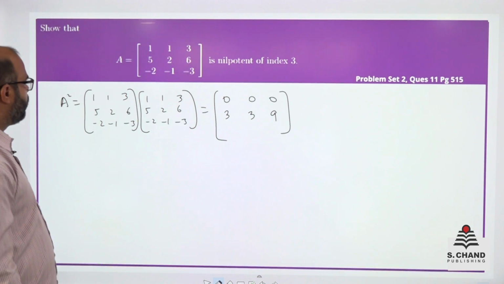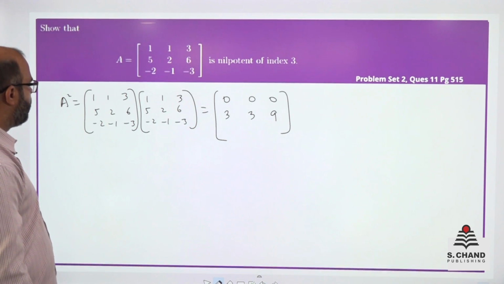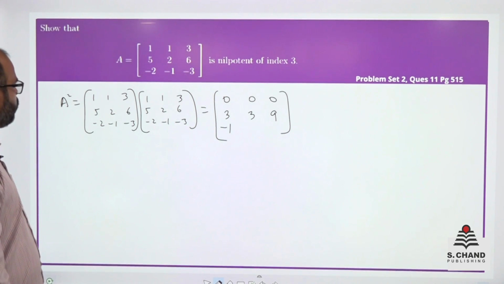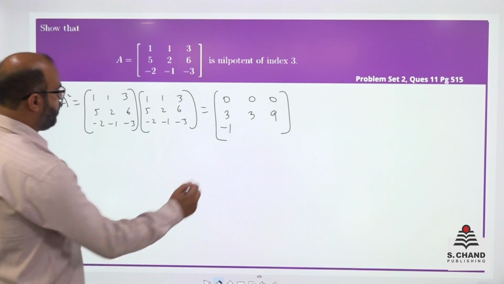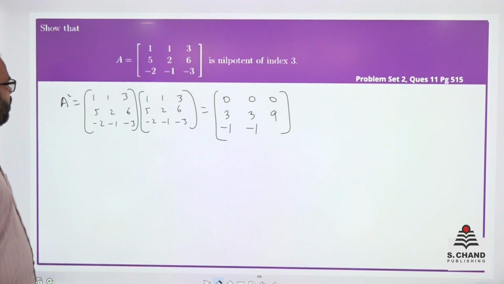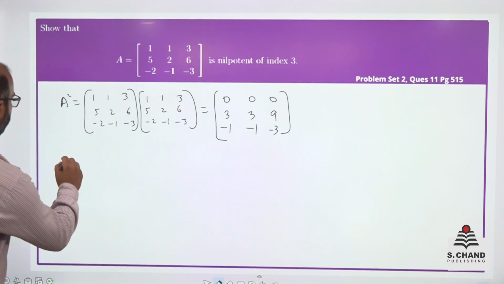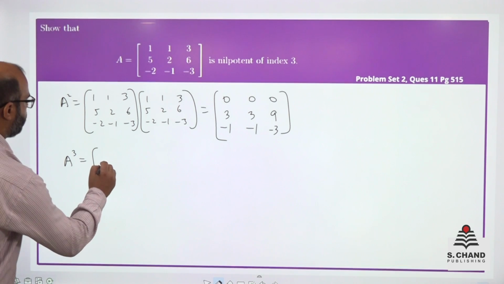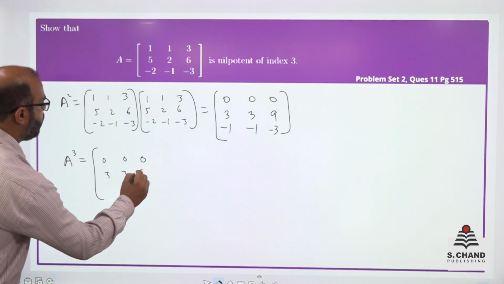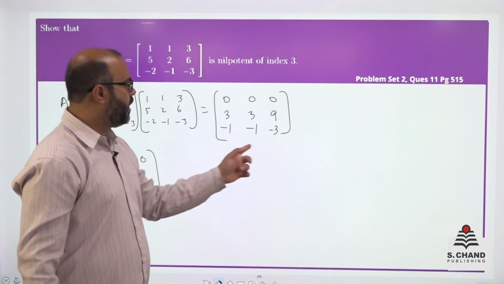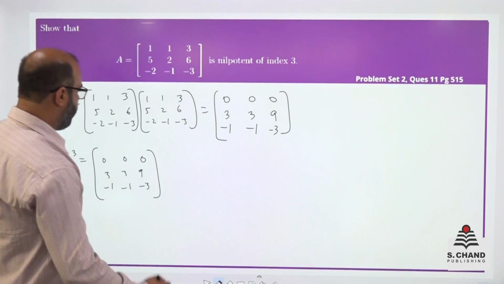Then third row, first column: minus 2, minus 5, minus 7, plus 6, minus 1. Then minus 2, minus 2, minus 4, plus 3, minus 1. Then minus 6, minus 6, that is minus 12, plus 9, that is minus 3. Now let us take A cube. So A cube will be the matrix 0, 0, 0, 3, 3, 9, minus 1, minus 1, minus 3. Don't take 3 as common because it is not in every element.